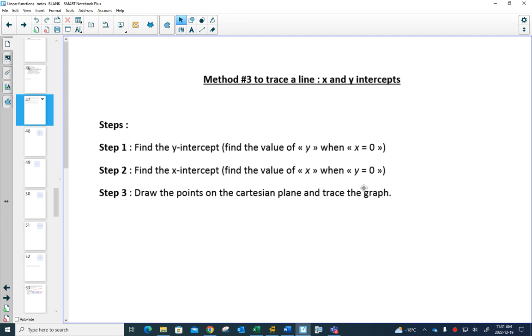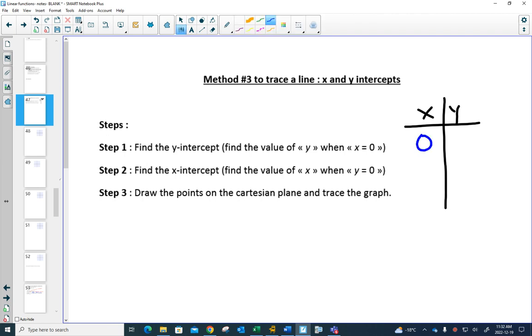Yes, question? So basically, this method, the x and the y intercepts, is very similar to the table of values method, except you're only looking at these 2 points. You're looking at one point where the x coordinate is 0, and one point where the y coordinate is 0. So all we do is we plug in the x coordinate of 0 and solve for y. We find our y-intercept. We plug in the y coordinate as 0, solve for x. You find the x coordinate.